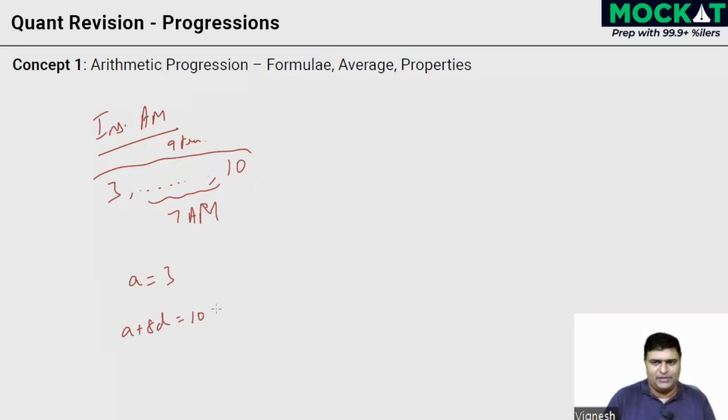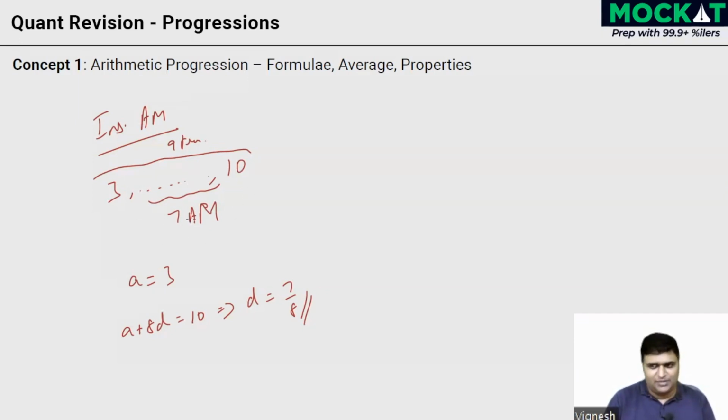Ninth term then becomes A plus 8D. A plus 8D becomes 10. A is nothing but 3. Take it there. 8D is 7. D is 7 by 8. The common difference here becomes 7 by 8. 7 terms over here between 3 and 10. Don't say 4, 5, 6, 7, 8, 9. That's only 6 of them. You need to insert 7 of them.